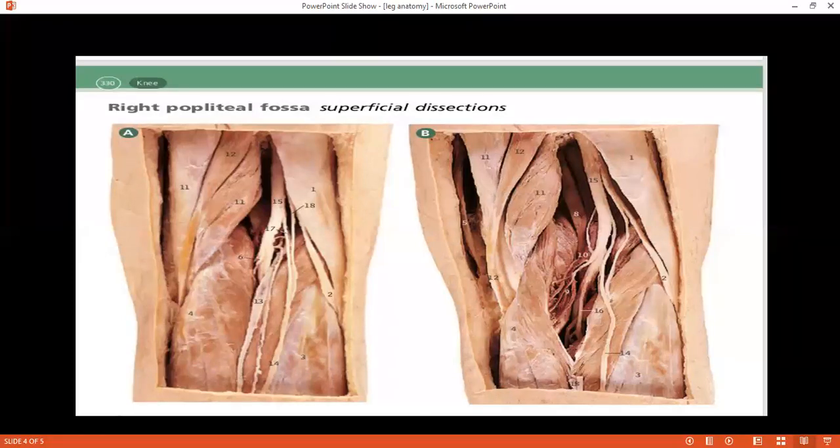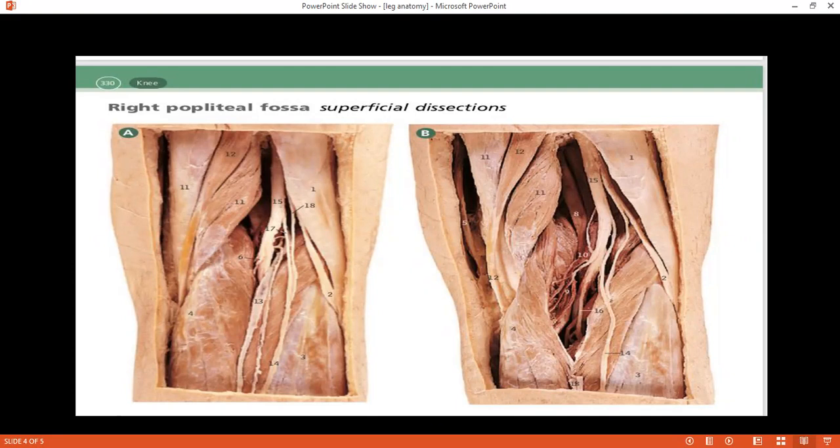And the biceps femoris, the short head arises from the anterior inferior iliac spine, and the long head arises from the, I think, ischium, and then they both attach into the patella.